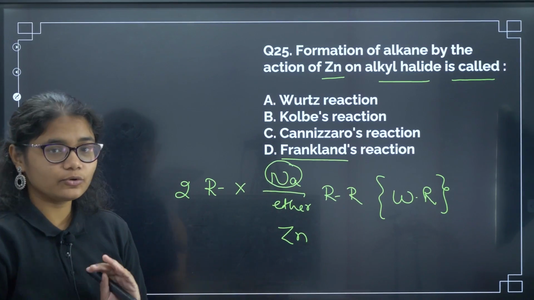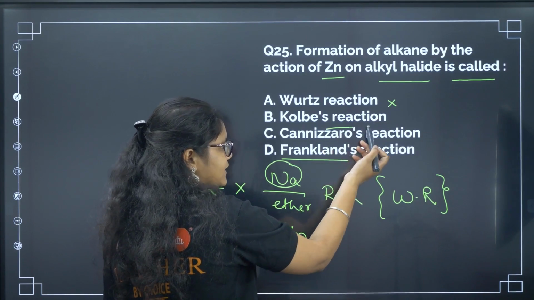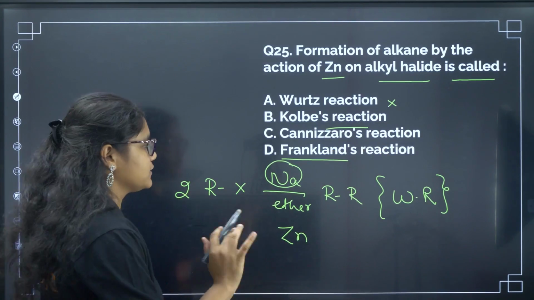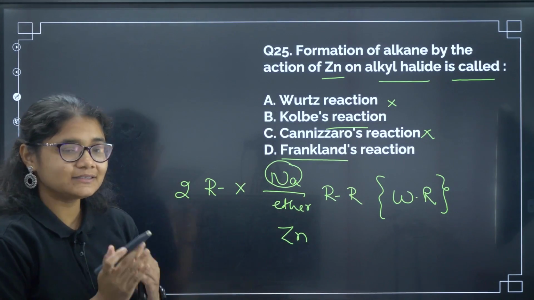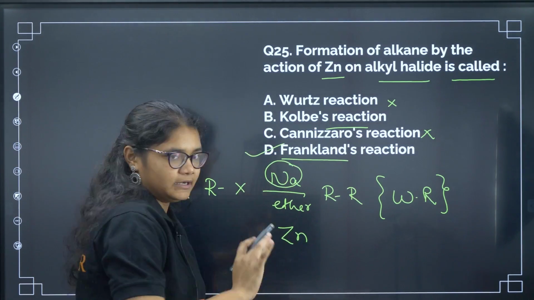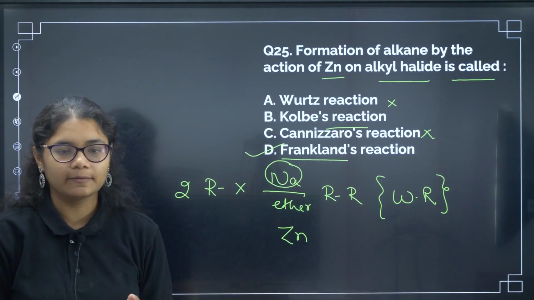Now similarly, instead of sodium, if you take zinc, the reaction is called Frankland reaction. Even if you don't know this reaction, you know it cannot be Wurtz reaction, and we know Kolbe's reaction is with the acid salt, that also cannot be there. Cannizzaro has no relation with alkyl halide. So on that basis, you can tell the answer is option number D. But if you don't know, just remember this reaction name. It is with zinc.